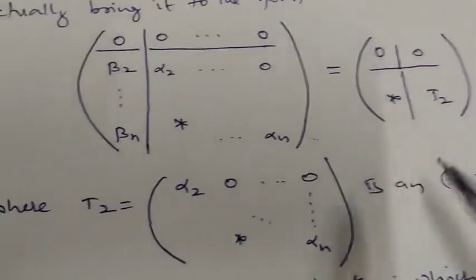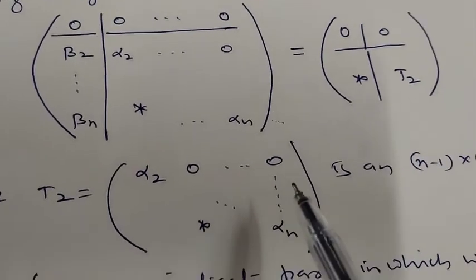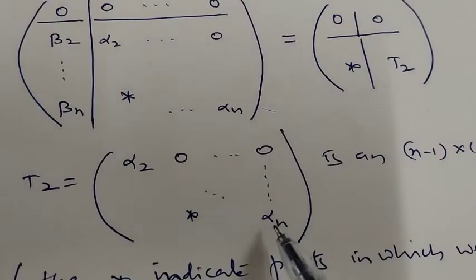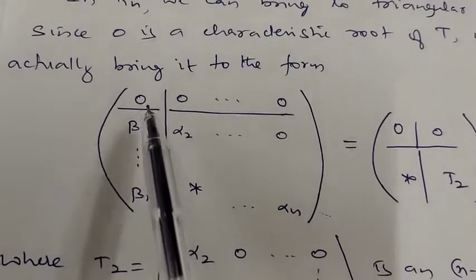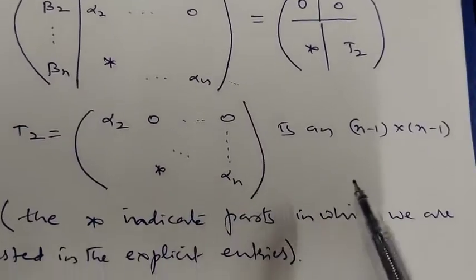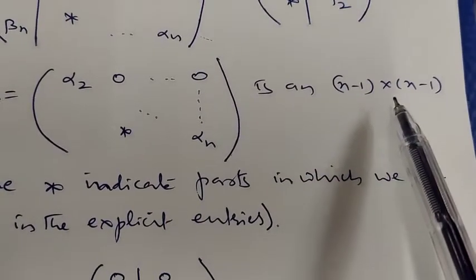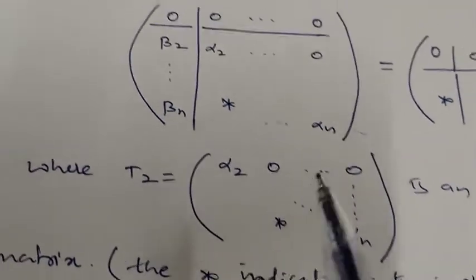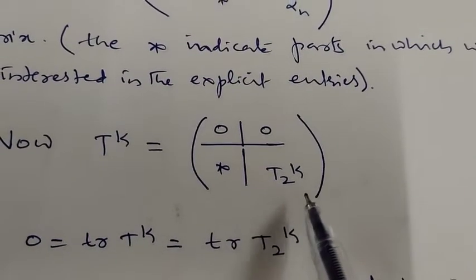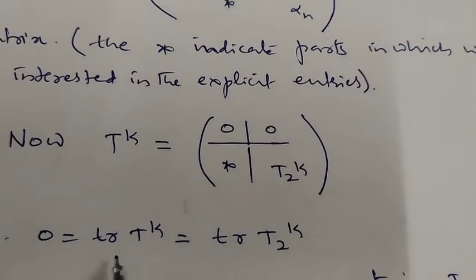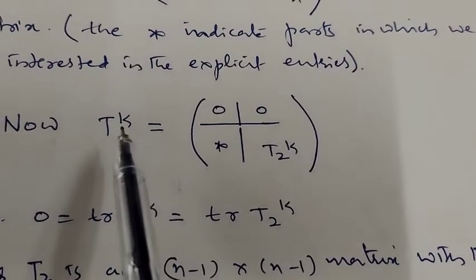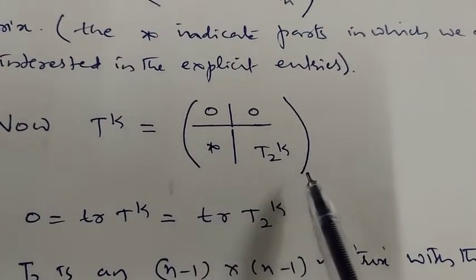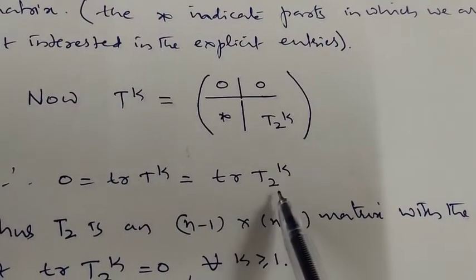Now T2 is what? Alpha 2, 0, etcetera, star, etcetera, alpha n. What is the order of this matrix? One eigenvalue has been taken out of n, so T2 is an n minus 1 cross n minus 1 matrix. Therefore T power of k becomes 0, 0, star, T2 power of k. But trace of T power of k is 0, and trace of T power of k is nothing but trace of T2 power of k. So therefore trace of T2 power of k is 0.